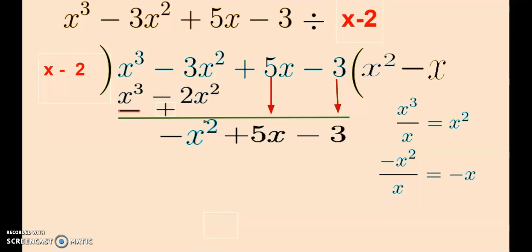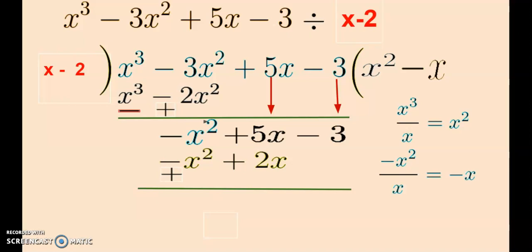Yes, very good. Now we need to multiply the divisor x minus 2 with this minus x. So let us see what we are going to get. Minus x into x is minus x square, and minus into minus is plus, into x is 2x. Very good. Now we need to subtract again. So we need to change the signs. Minus is changed to plus and plus is changed to minus. So minus x square plus x square gets cancelled, and 5x minus 2x gives us 3x, and next to it we write the remaining part of the polynomial, minus 3.